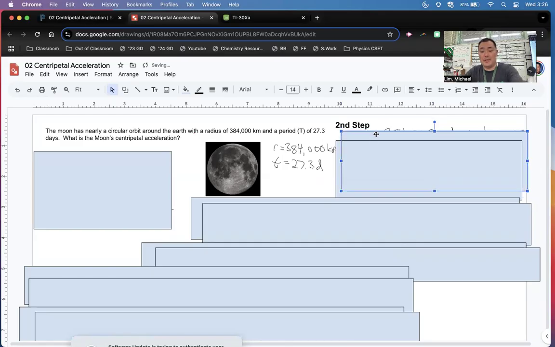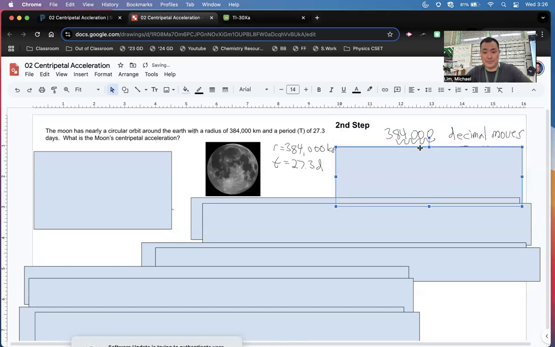You take your number and you move the decimal all the way to the left until you reach the ones place, like this. We have 384,000. The decimal's right here. I'm going to move it 1, 2, 3, 4, 5 times to the left. So my number becomes 3.84. So this becomes the ones place for the number. And all of these.